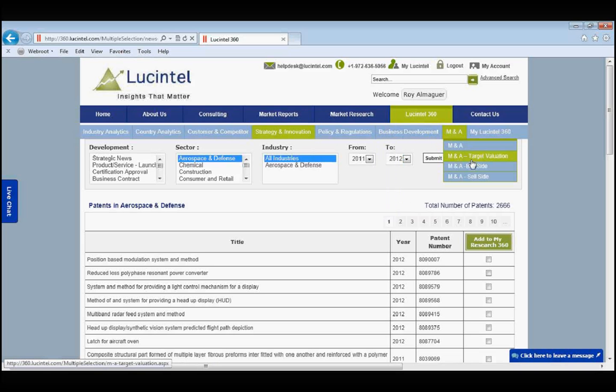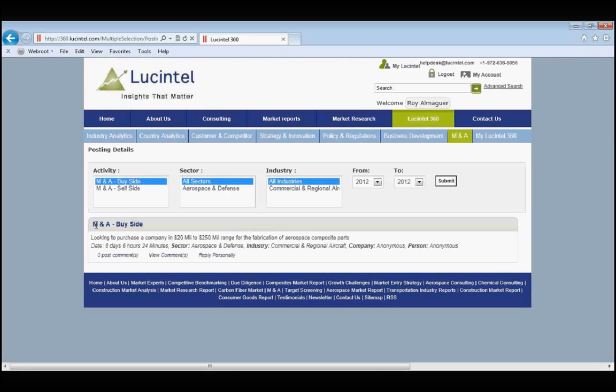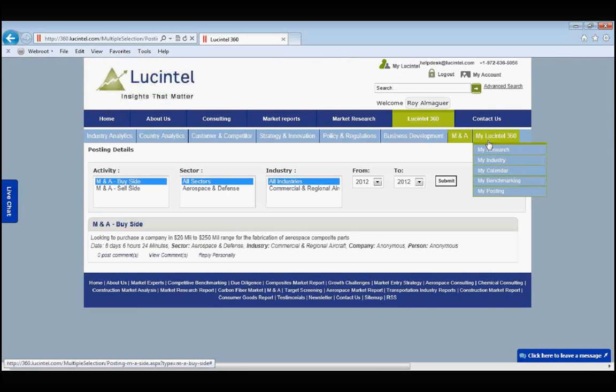You can post information on your company if you're looking to sell your company. This information will be available to the user community within Lucintel 360. So if you'd like to, let's say, sell your company, you can post here. If you'd like to buy a specific company, you'll be able to post that here. And I'll quickly show you an example of what this looks like. M&A on the buy side, looking to purchase a company in the 20 million to 250 million range for the fabrication of aerospace composites parts. So as you can tell here, this tool is very useful.